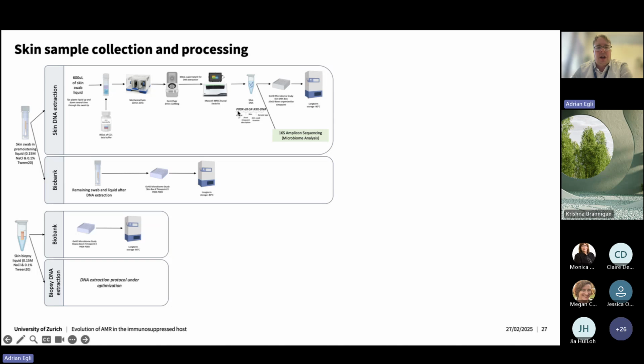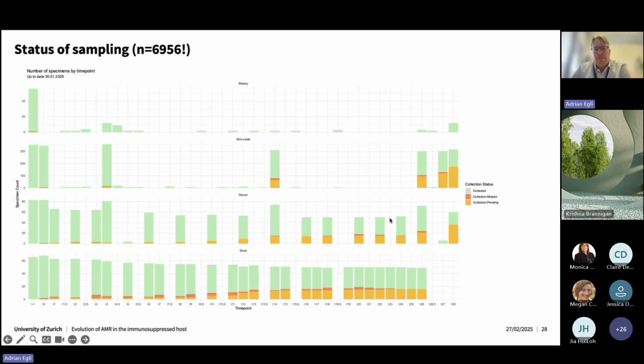And here we also do a direct extraction of the DNA. The leftover material is also stored, and here we already started to analyze the 16S sequencing data of these skin locations. And then we also have a biopsy. Here we are still optimizing some of our DNA extraction, but a first trial of a skin biopsy was actually successful, so we can detect bacteria.